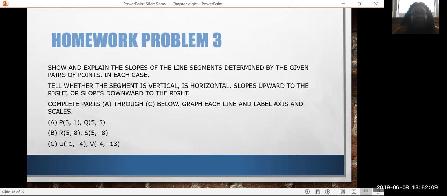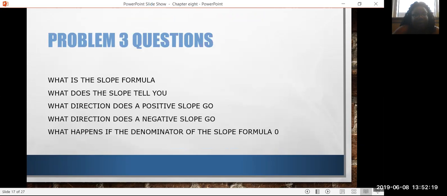And then we're on to homework problem number 3. This one is talking about line segments and how the segment is vertical, horizontal, and slopes. So for my questions for number 3, I said, what is the slope formula? Because obviously if you're doing slope, you're going to need the formula. So the slope formula is y2 minus y1, all divided by x2 minus x1.